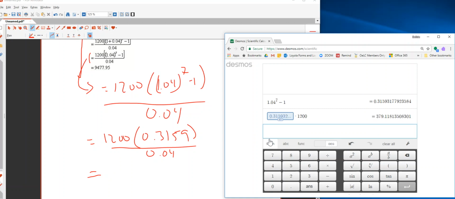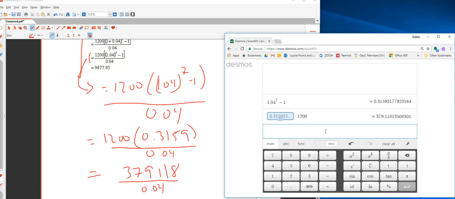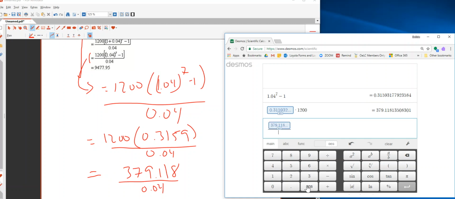I'll say okay, equals. So now I've got 379. I'm just breaking it down. I'll show you can do it all in one if you want to. 0.118 over 0.04. And now I can do my last one. I'm going to say okay, equals the answer from the previous one divided by 0.04. And I get 947795. Oh, good, same thing.